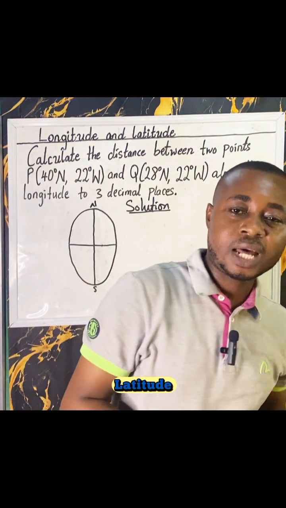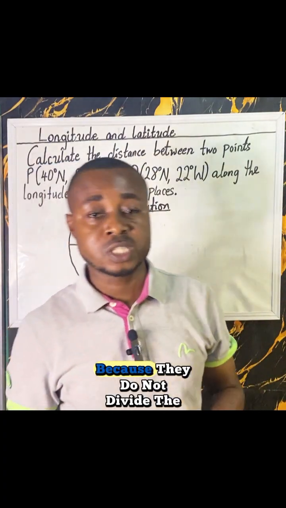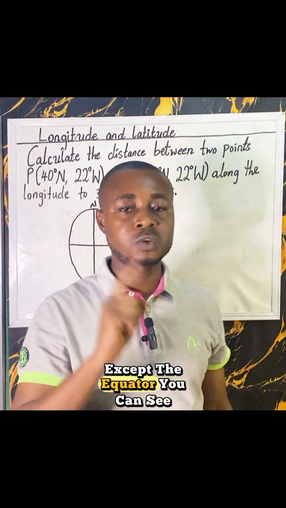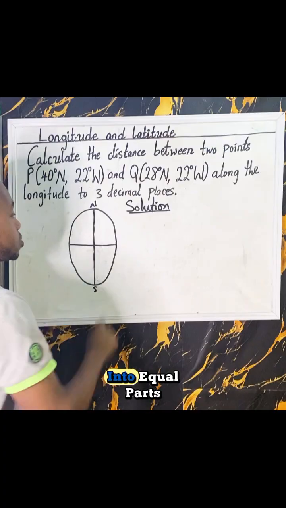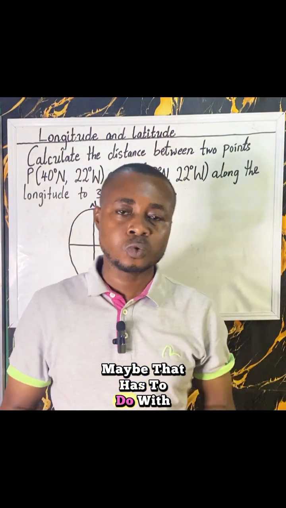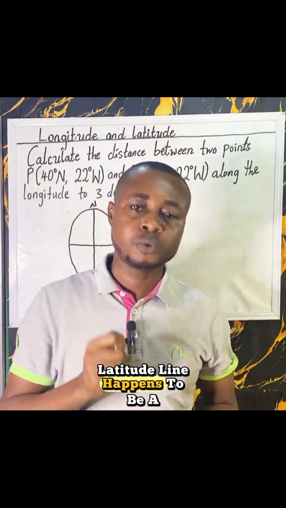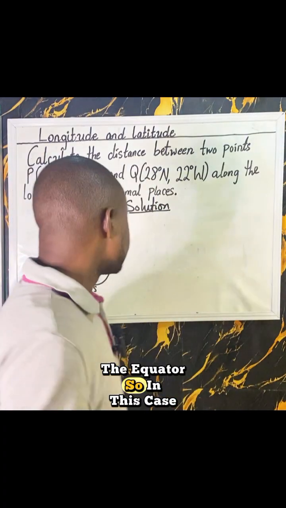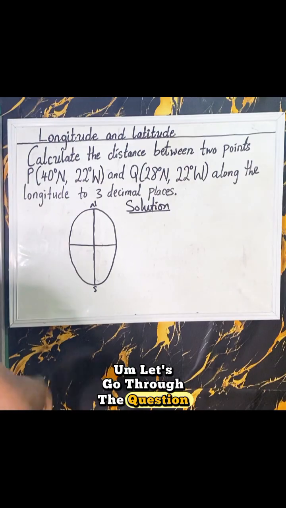Then the lines of latitude are small circles because they do not divide the earth into equal parts, except the equator. You can see the equator here. So this actually divides the circle into equal parts. So if there is a question that asks which latitude line happens to be a great circle, that becomes the equator. So in this case, let's go through the question.